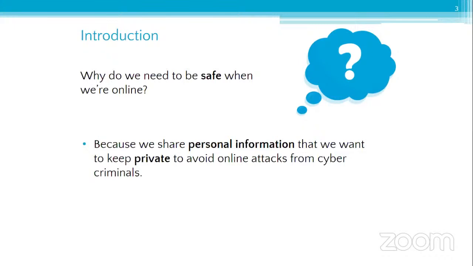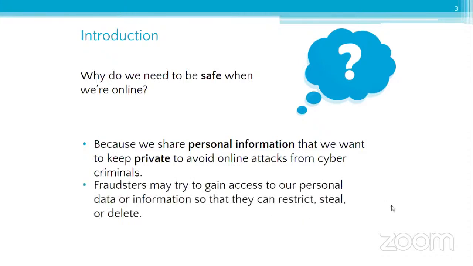In the introduction part, we look at why we need to be safe online. Simply because we share personal information that we want to keep private to avoid online attacks from cyber criminals. When we talk about personal information, we look at the pictures or messages that you exchange when you're online, or your name, social security number, date or place of birth, and lastly, your medical, educational, financial, or employment information. These are all categorized as your personal information.